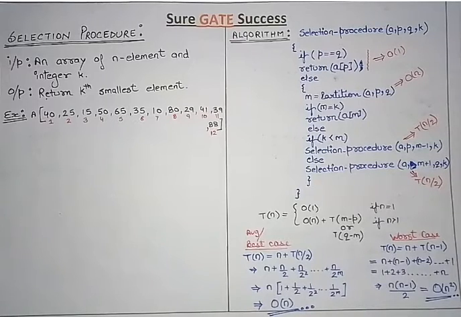So for the selection procedure, what we have is an array of n elements and an integer k. In the selection procedure, we have to select the kth smallest element or kth largest element, that is, select the element in sorted order, we can say. So let's understand it with the help of an example.